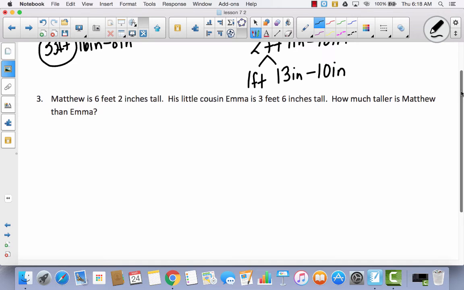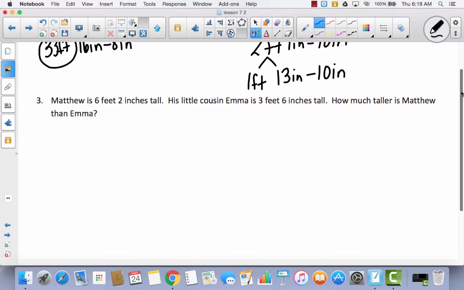All right, let's take a look at number 3. Matthew is 6 feet 2 inches tall. His little cousin Emma is 3 feet 6 inches tall. How much taller is Matthew than Emma? All right, are you hearing a comparison problem or a total problem? Well, these words say comparison to me. So I'm going to draw a comparison tape diagram.